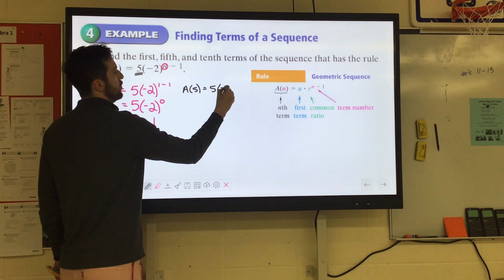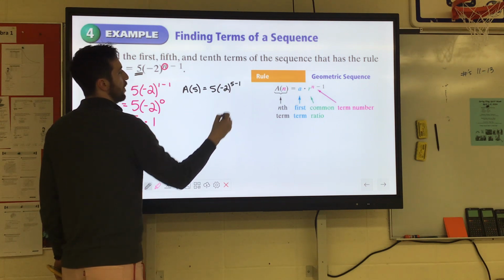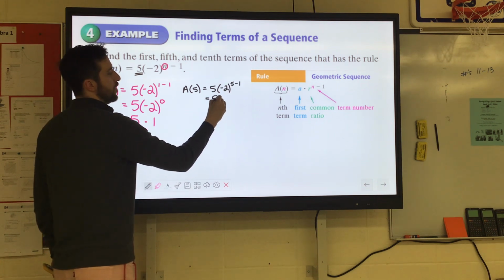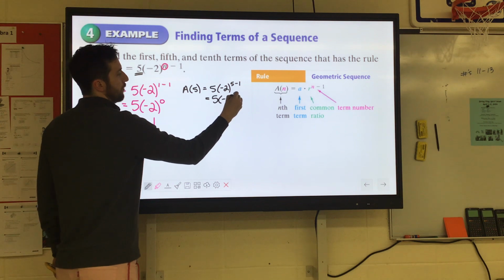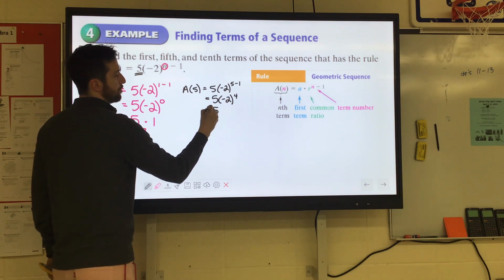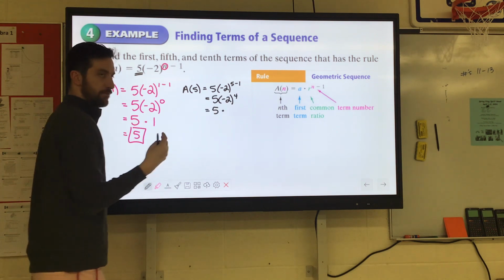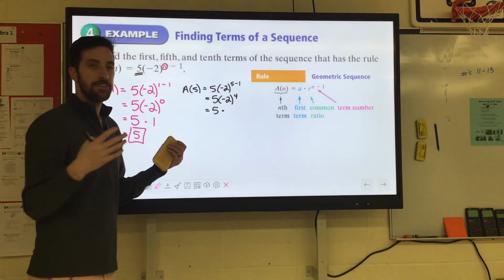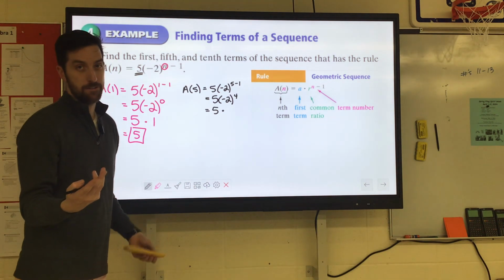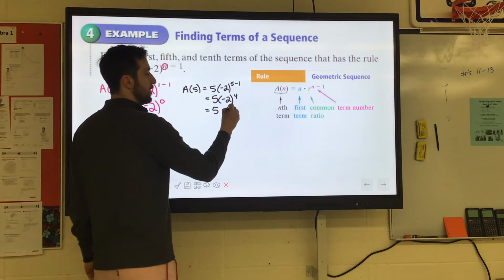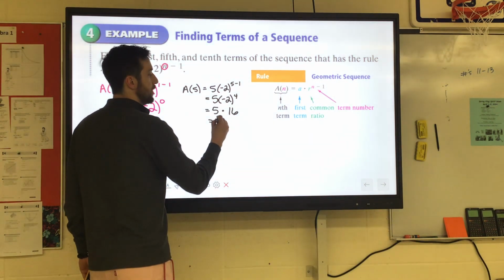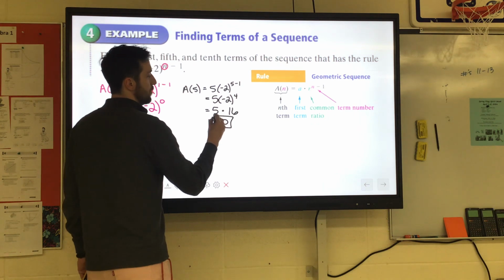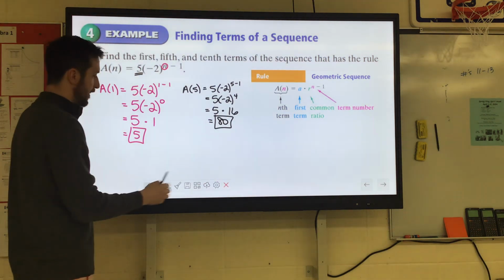Now we're going to find the fifth term, a of 5. 5 times negative 2 to the n minus 1, 5 minus 1. So 5 minus 1 is 4. Negative 2 to the 4th power. It's in parentheses and it's negative, and it has an even exponent. That means it's going to come out positive. And 2 to the 4th is 16, and 5 times 16 is 80. So the fifth term in this sequence would be 80.